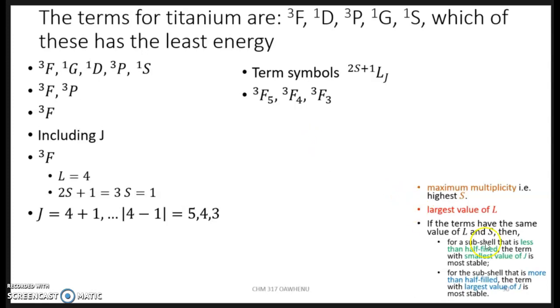Now if the terms have the same L and S, then for a subshell that is less than half-filled, the term with the smallest value of J is the most stable. So what is the configuration of titanium? It is argon, which is a closed shell, a singlet 1S0 state, then 3d2 4s2. The terms arise from 3d2 because 4s is also a closed subshell. The d subshell can hold a maximum of 10 electrons, so half-filled means d5. d2 is less than 5, so it is less than half-filled. So the term with the smallest value of J is the most stable, and the most stable is 3F2.